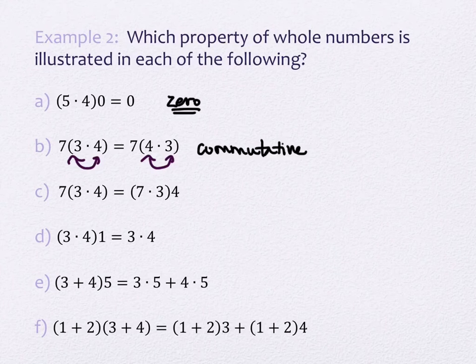What happens on C then? Associative. That's associative. Don't abbreviate that one. That doesn't work very well. So we group the 7 and the 3 differently in each case, right? Yeah. How about D? Identity.